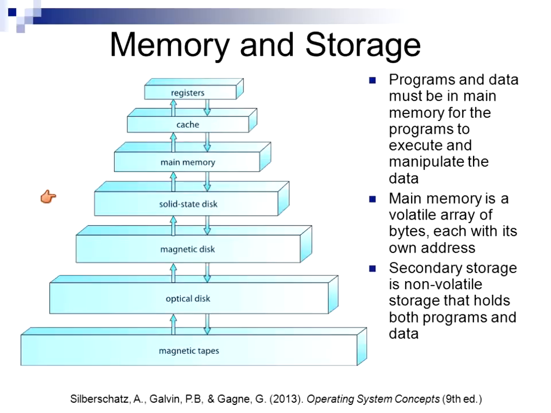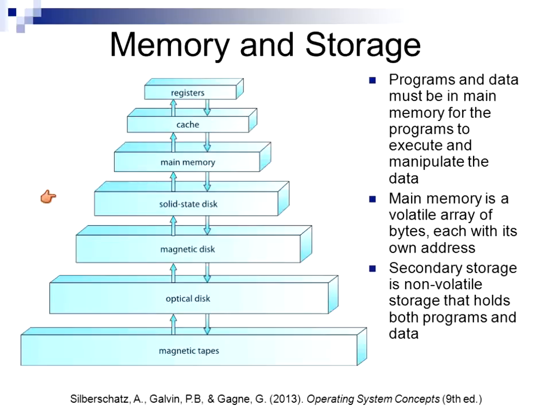Registers, cache, memory, and solid state disk are all usually implemented in semiconductors, whereas the other things, like your hard drives, your optical disk, and your magnetic tapes, are actually slower devices. In order for a program to be executed, the program must be in main memory, and the data that it's manipulating also must be in main memory. So that's why there's so much contention between the different devices and the users on the computer system.